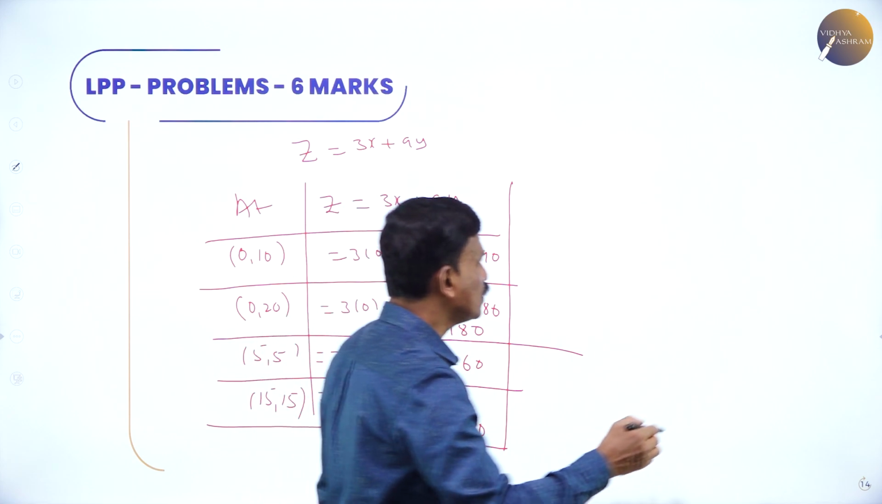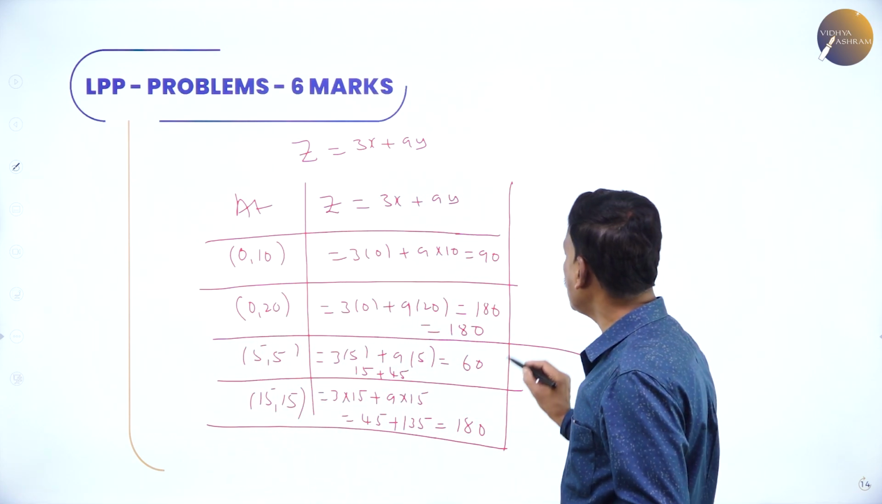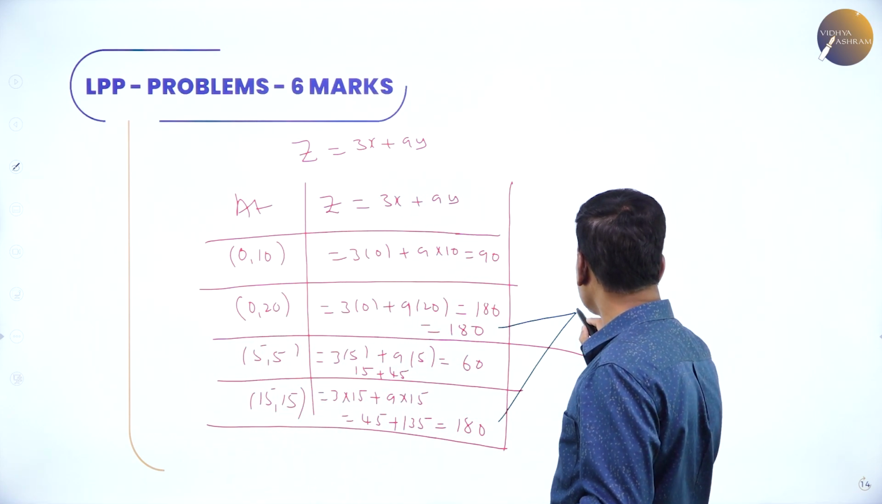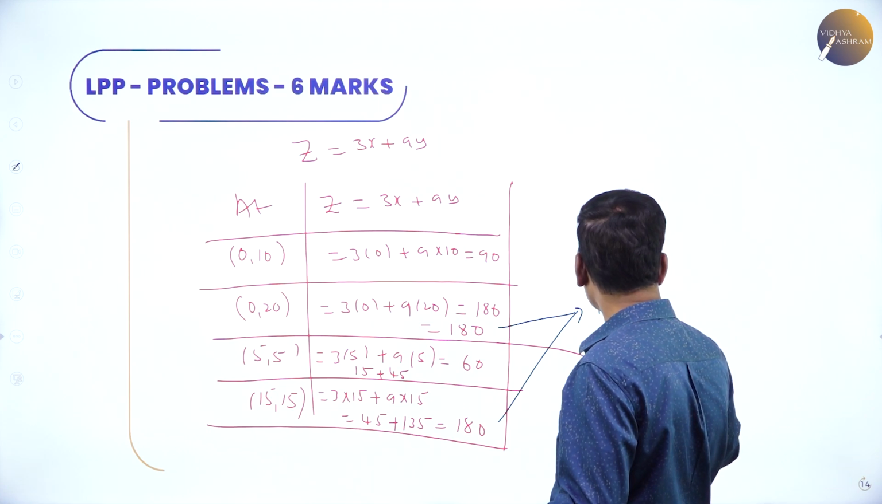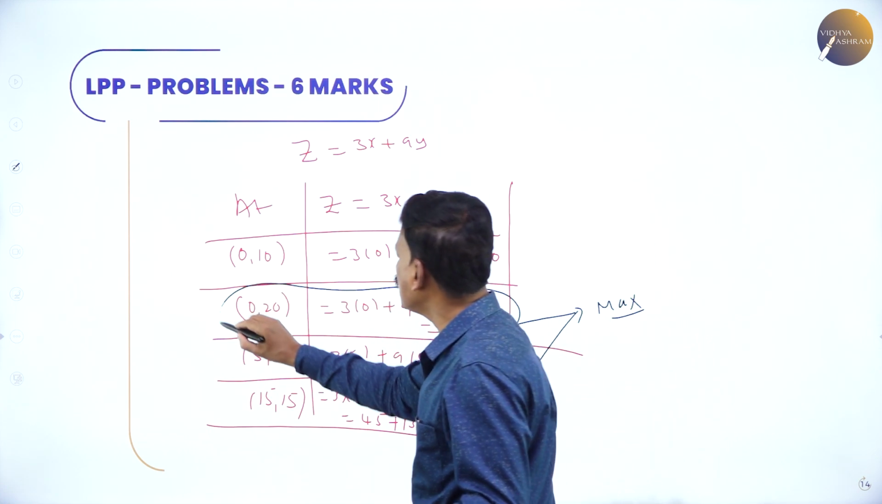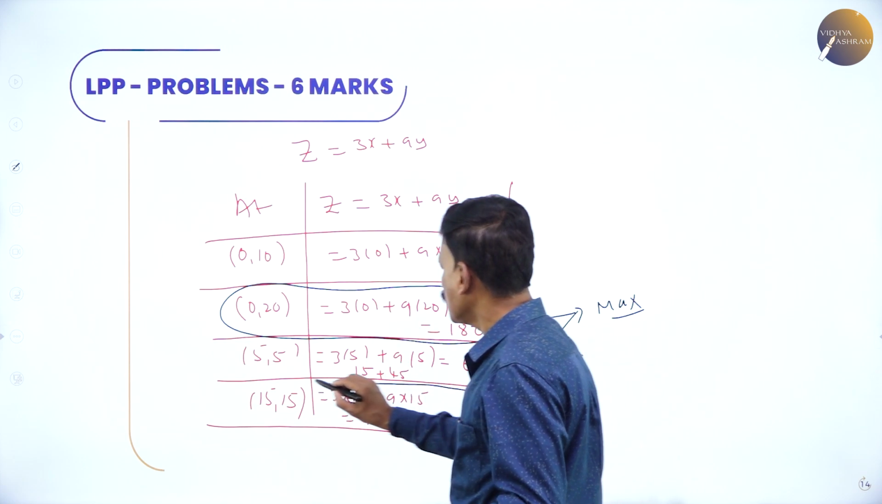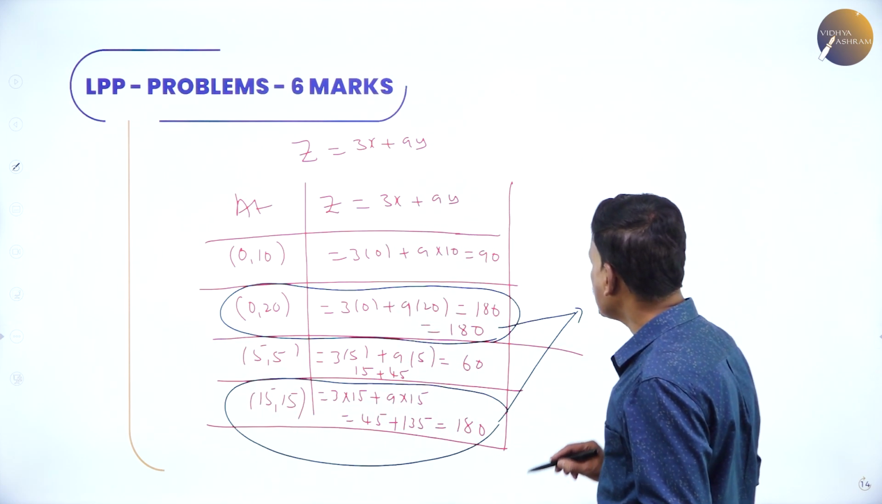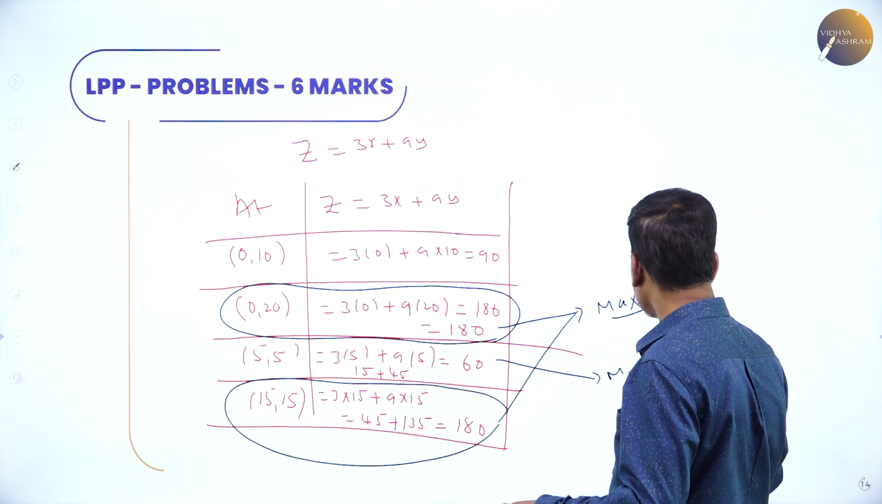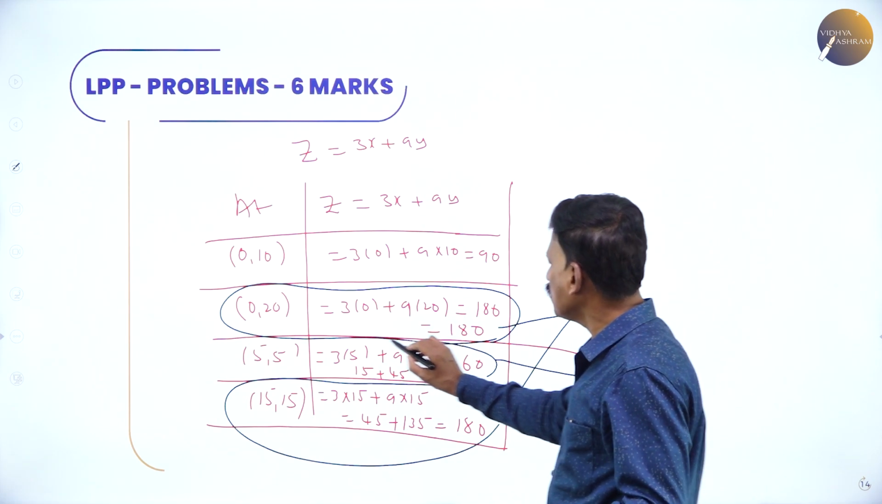So, you can observe carefully. There are two maximum values. This is maximum, this is also maximum. So, there are two maximum values. What is the minimum value? Minimum value is 60. So, this is the minimum value.